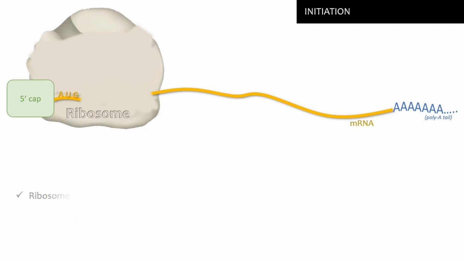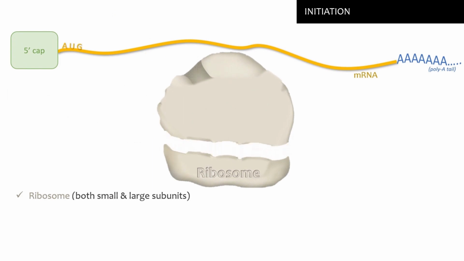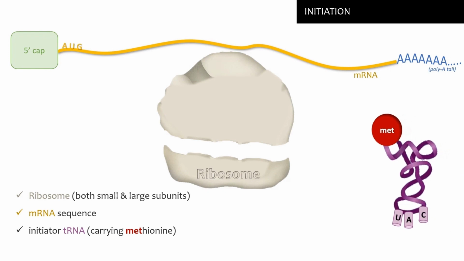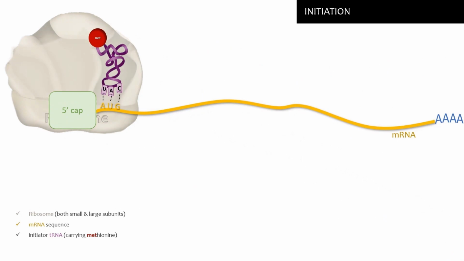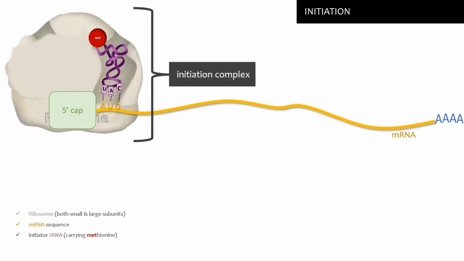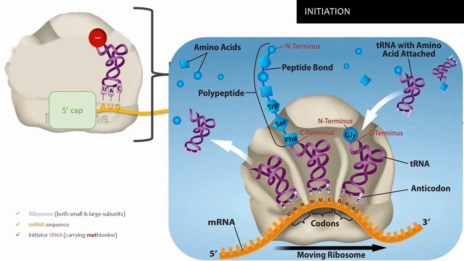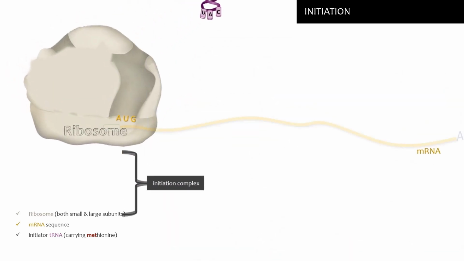Initiation is when we have a ribosome divided into small and large subunits, an mRNA sequence, and an initiator tRNA that is carrying the amino acid methionine, which corresponds with that AUG codon. When we have all of these components coming together to form that initiation complex, that is when we have initiation of this translation process. So the initiation complex is the molecular setup needed to start making a new protein made up of all the units I just described.